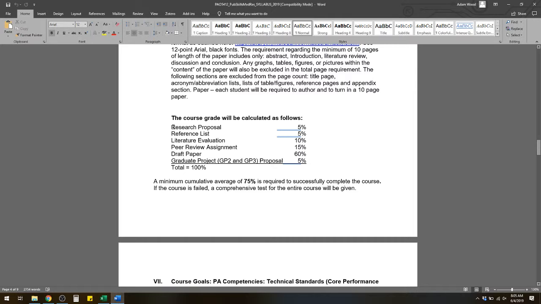Anyways, you're going to find here several assignments that will make up your grade. You're going to have your research proposal, your reference list, your lit evaluation, a peer review assignment, which we'll talk about in a minute, the draft paper, and then a proposal where you're going to say what you plan to do for your GP2 and 3. Now, is any of that binding? Not necessarily, so don't worry too much about it. I just want to have an idea that you guys are at least thinking about this sort of thing. And so that'll be 100% of your grade there, okay? Everyone with me so far?